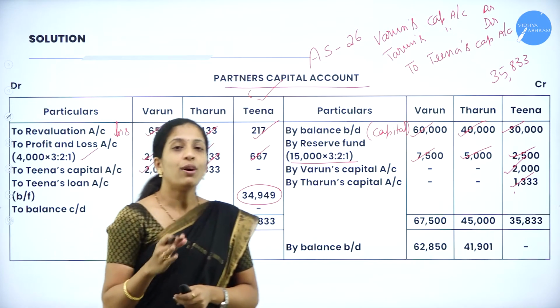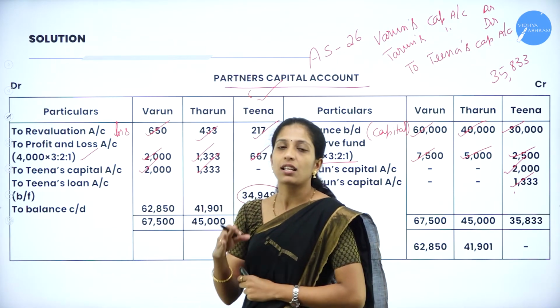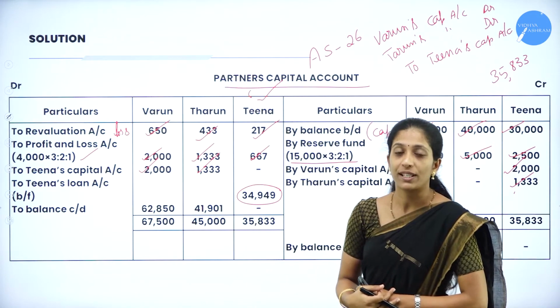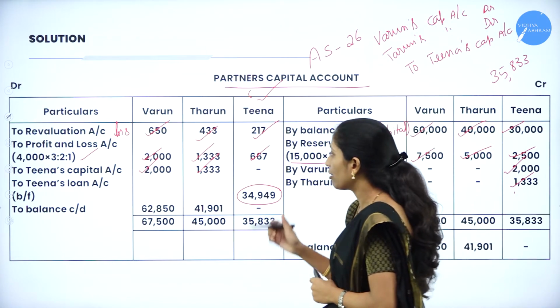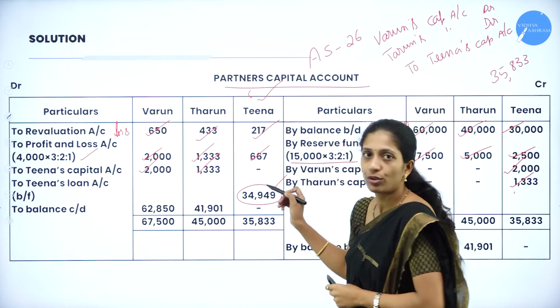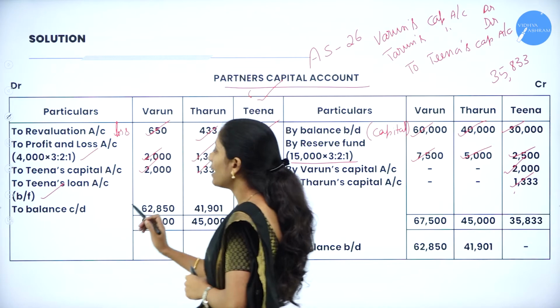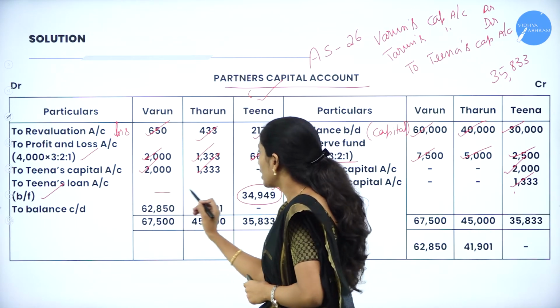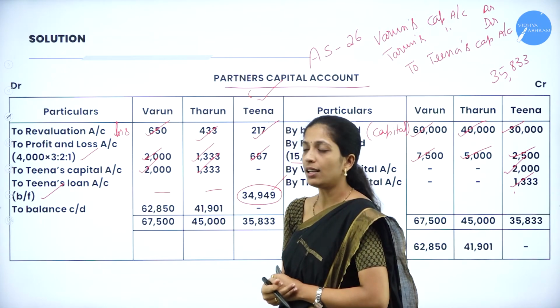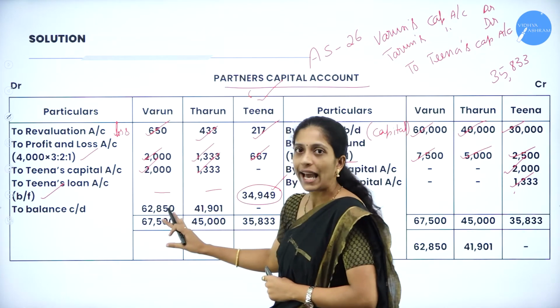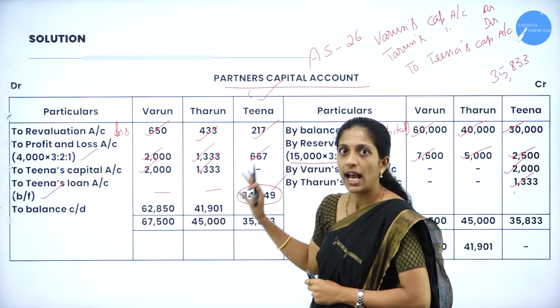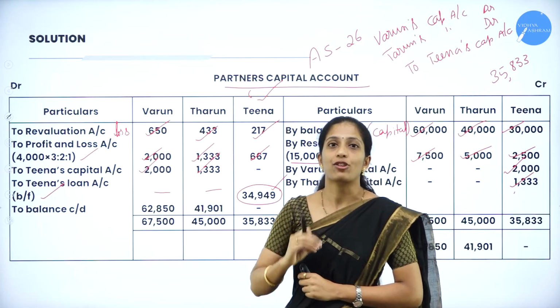34,949. Now, as I've already told you, the balancing figure of the retiring partner has to be transferred to her loan account. So we shall transfer this amount to Tina's loan account. So this is the balancing figure. Now here it will be nil. Clear? Now in the same way, calculate that of Varun and Tarun, and their balancing figures have to be carried down.